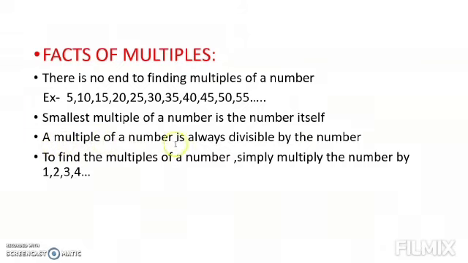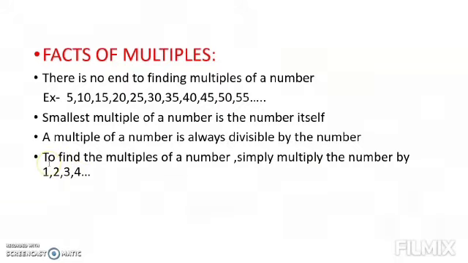A multiple of a number is always divisible by the number. That is also true. You can see these are all multiples of 5, so they will always be divisible by 5. A multiple of a number is always divisible by the number. Now let us see the next one.